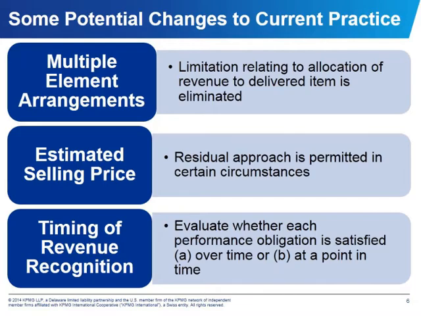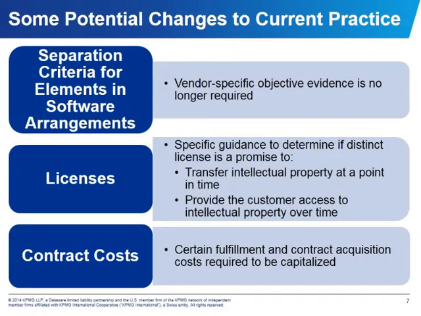Moving on to software arrangements, today there's a requirement to have VSOE, or vendor-specific objective evidence. That's no longer going to be required for those delivered items. Licenses, there's some implementation guidance for licenses, and the key question here is if I have a license of intellectual property, is the performance obligation associated with that transferred or satisfied at a point in time or over time? And there's some specific criteria that let you know whether or not it's satisfied over time. There's been a lot of debate about the application of those.